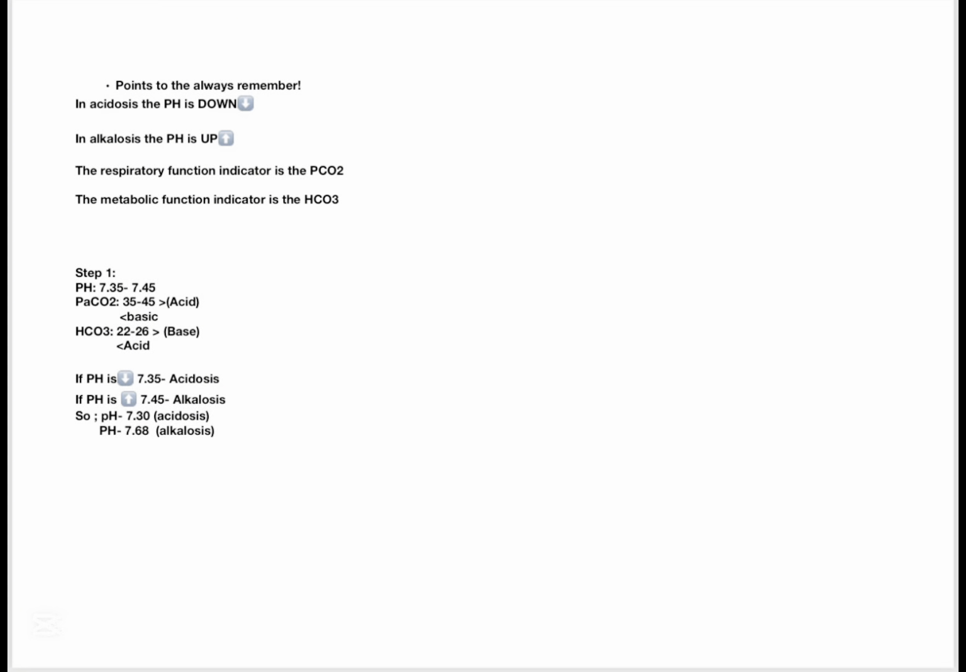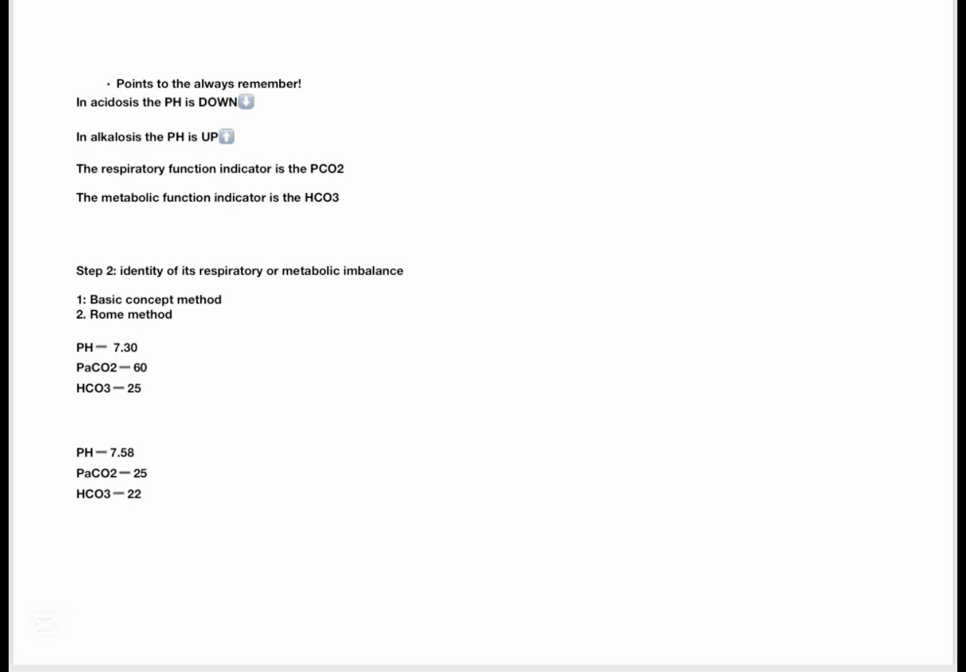So let's look at this example. Let's identify if it is acidosis or alkalosis. Here the pH says 7.30 and the normal value is 7.35 to 7.45. So it is below that value, that's 7.35. That means this is acidosis. It is below the normal range. And here the pH said 7.68, which is above the normal range. So that means an alkalosis problem.